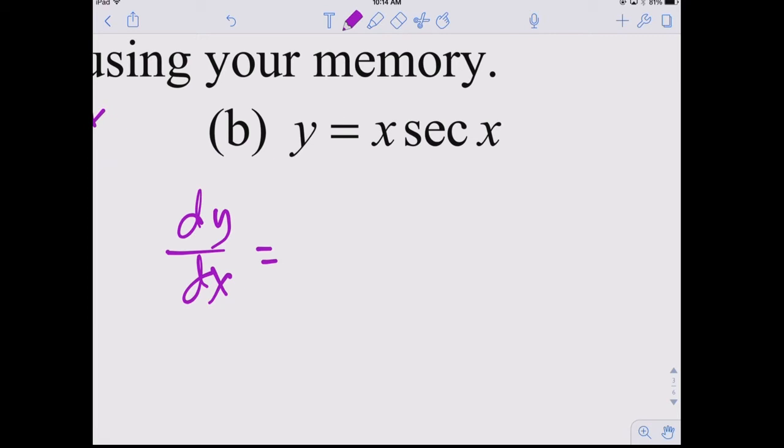Product rule. You took the derivative of both at the same time. So one at a time. Product rule, right? You did both at the same time, one at a time. Good. You did one at a time.